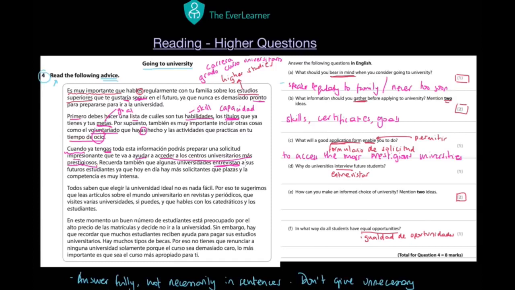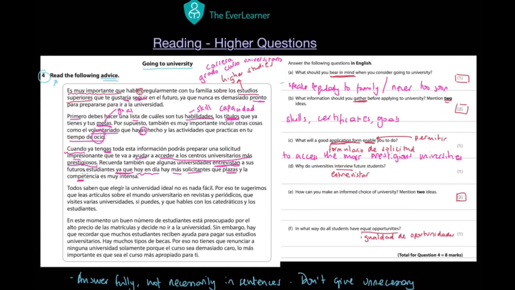Hoy en día, nowadays, hay más solicitantes, more applicants, que plazas. Plazas, I know it's the name for square, but it's also the word for a place. Y la competencia, and the rivalry, I've lost the word, is very intense.